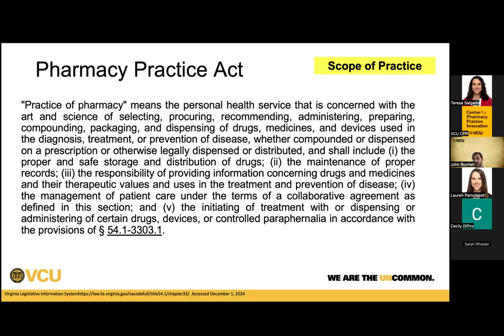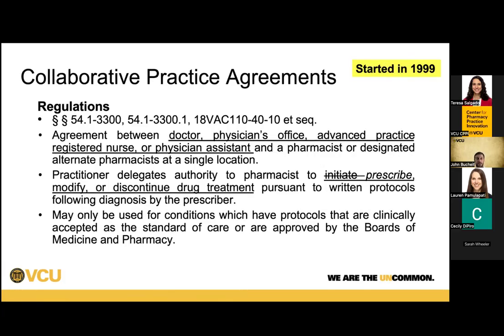And in Virginia, we have a pretty wide scope of practice that allows us to do a lot of different things. So when we talk about scope of practice, one of the models that we use is a collaborative practice agreement. And even this has been updated recently in the most recent legislative session, where pharmacists enter into an agreement with a doctor, physician's office, advanced practice provider.